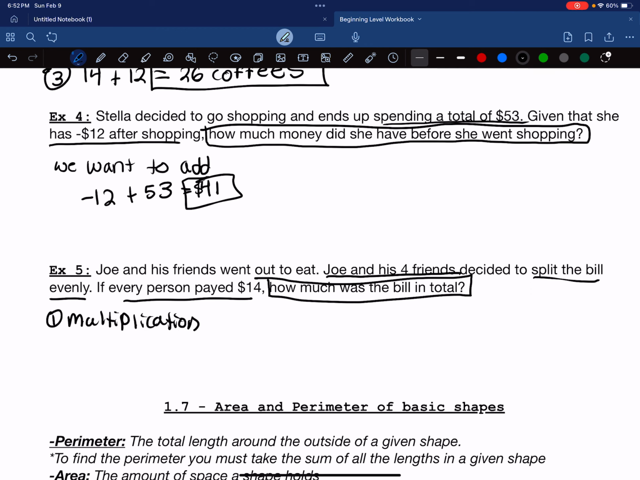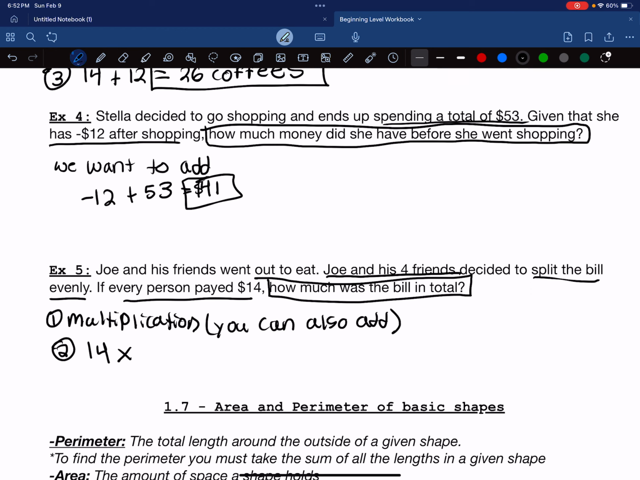Now, for this problem as well, you can also add if you would like, but adding would take a little bit longer. So let's write out the math fact. So we know we want to multiply two numbers. We know for sure that each person paid $14. So we can start with what we know. Each person started with $14. And we know Joe and his 4 friends split the bill evenly.